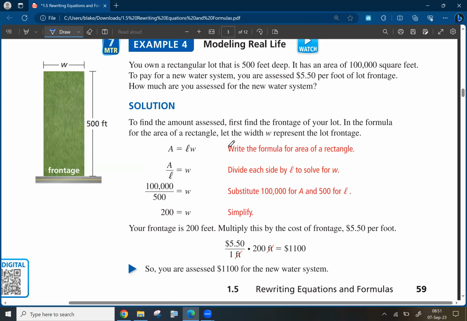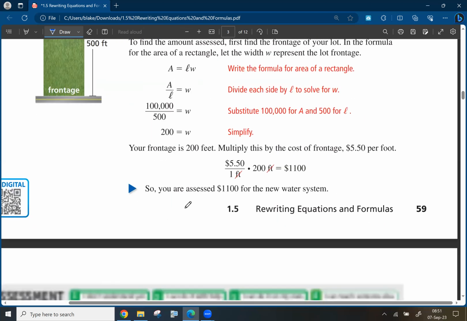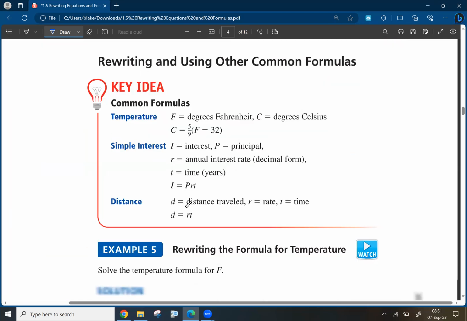All right. And this one's the same. They give you the formula, they have you rearrange it, but the only difference is you plug in the numbers. So once you've got your formula, you just plug in the numbers that you need to plug in and you can solve. That's pretty much it.